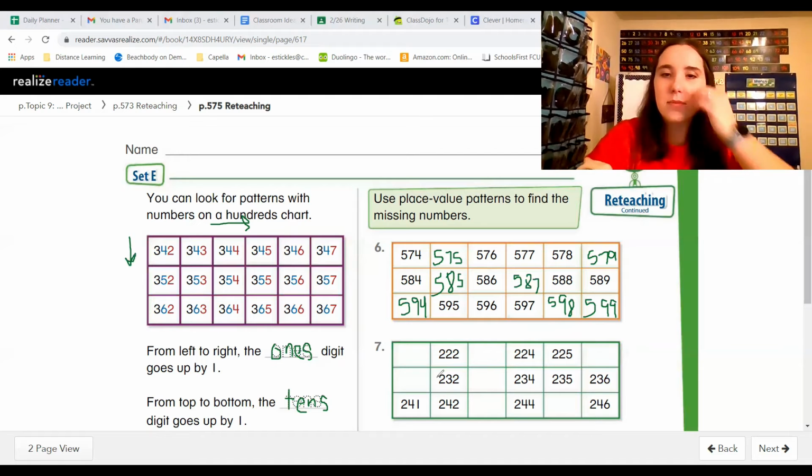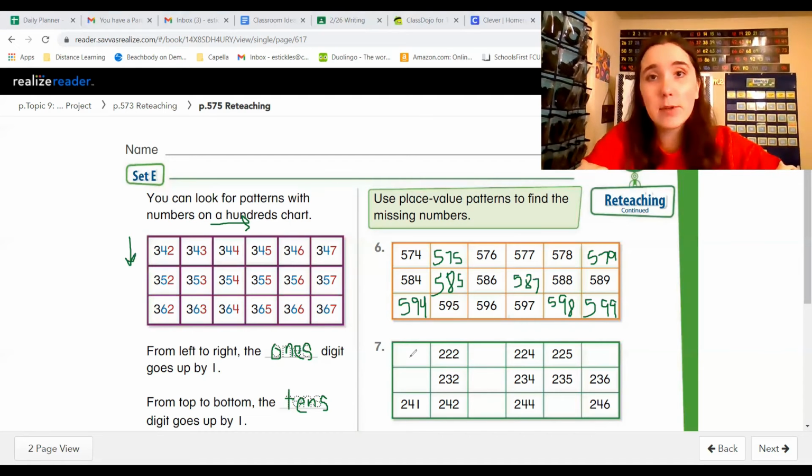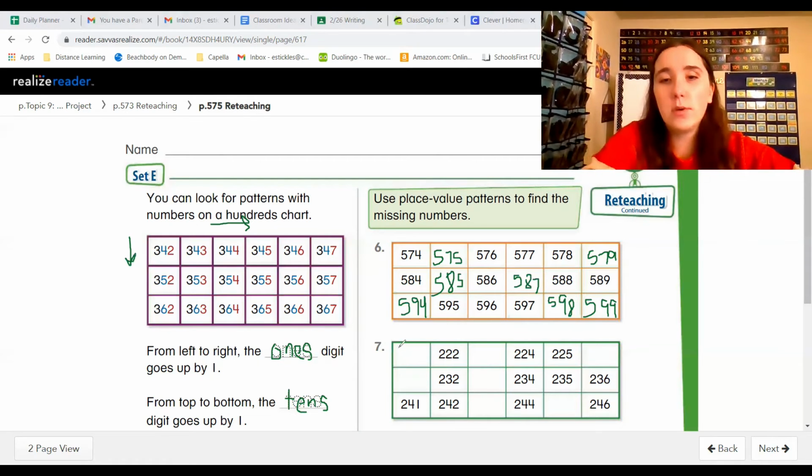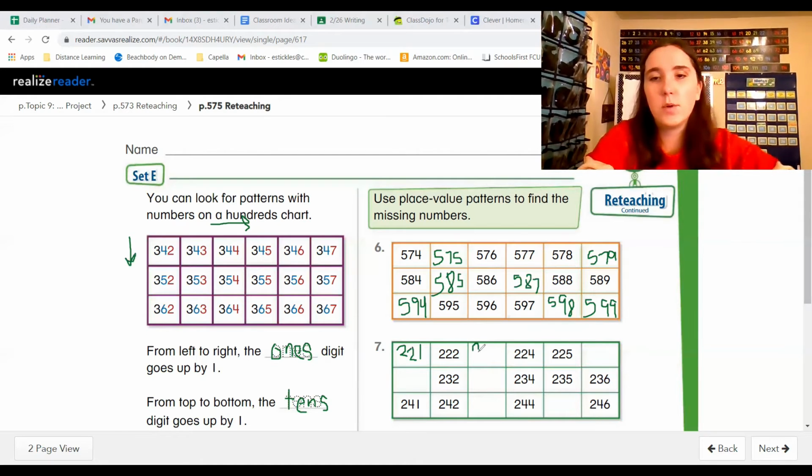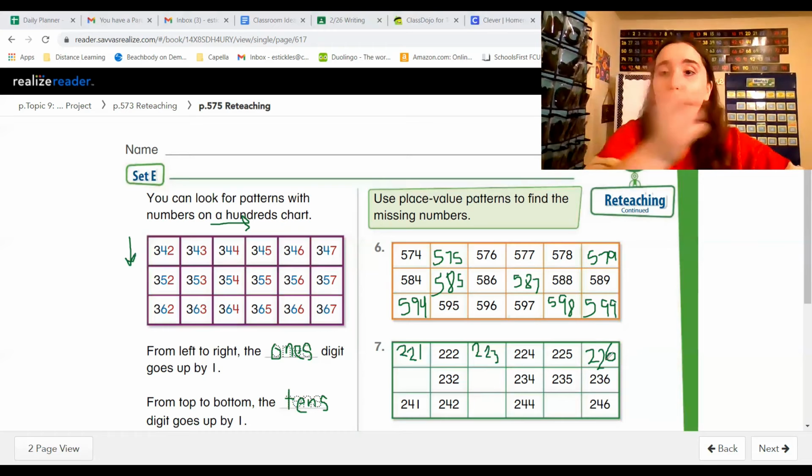Okay, let's look. So I don't have my beginning number, so I have to get a little fancy with it. 222 is my first number that I know. So if I do 1 less, that'd be 221. 222, 223, 224, 225, 226. Now remember, I can't wrap around. My next number is not 227.